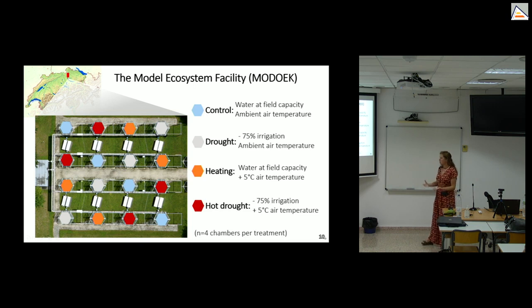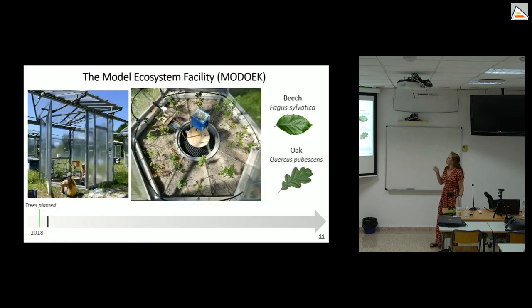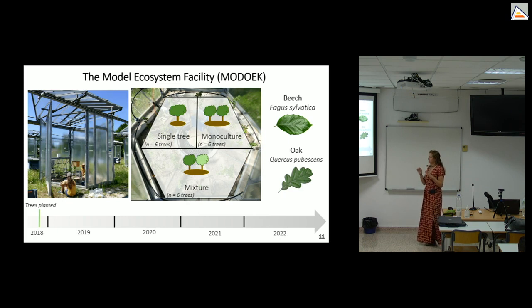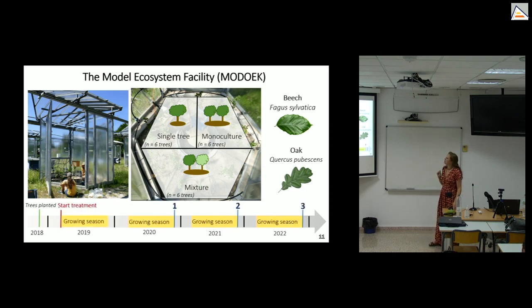And finally, 4 chambers with a hot drought treatment, which is a combination of both drought and heating. And within each open-top chamber, 2 tree seedling species were planted in 2018, Fagus sylvatica and Quercus pubescens. These 2 species were planted in different mixtures, so as a single tree alone, or in association with the same species, in monoculture, or in a mixture with the other species. The treatment started in 2019, and during the following 3 years, I measured different physiological traits at the end of the growing season. So I have already measured for 2 years, and I still have this year to do.